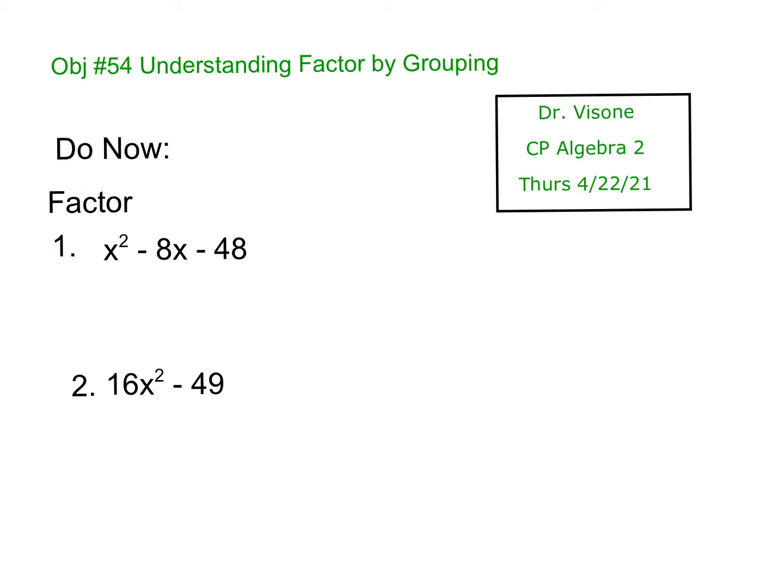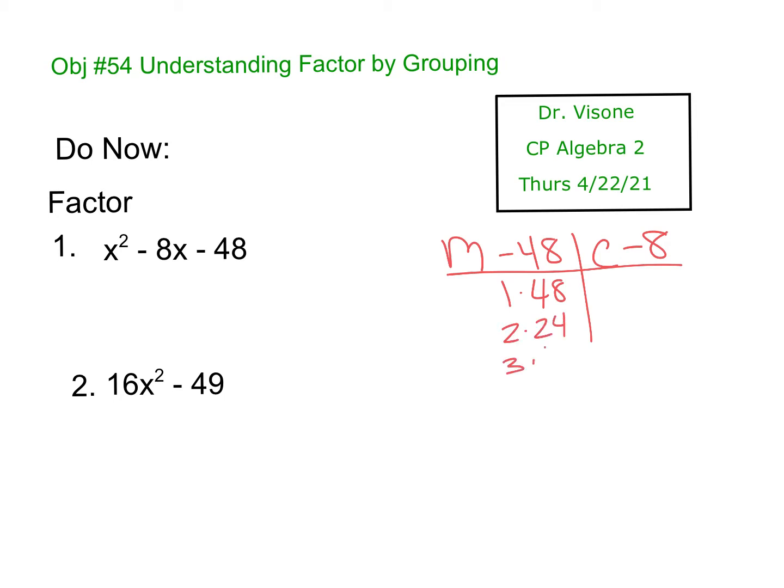The first one is an MC chart. We are multiplying to negative 48, combining to negative 8. If you can think of it in your head, that's awesome. If you can't, make your chart. 1 times 48, 2 times 24, 3 times 16, 4 times 12, and 6 times 8. Since we're multiplying to a negative, combining to a negative, the bigger number is going to be negative. So our two numbers end up being 4 and negative 12 because they combine to negative 8. So we get x plus 4, x minus 12.